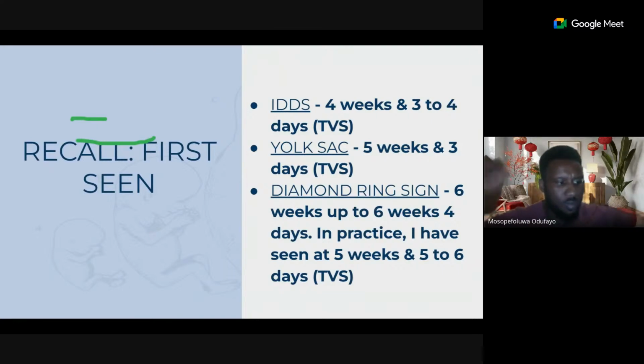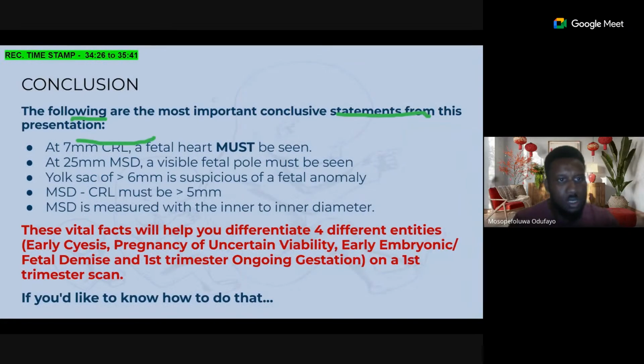So let's just recall some values. Is that okay? Remember the intradecidual sac sign, IDSS, is usually first seen, can be seen as early as 4 weeks and 3 days to 4 weeks and 4 days. Threshold level can be about 24 days. The yolk sac, 5 weeks and 3 days. Double decidual sac sign, 5 weeks. Diamond ring sign, 6 weeks and 6 days. So in conclusion, the following are the most important conclusive statements from this presentation. Is that okay?